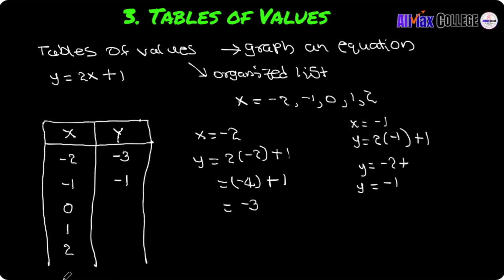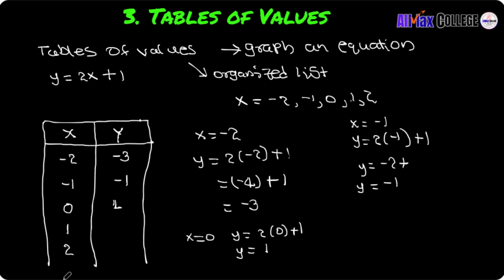What will happen if x is 0? X is 0. Y equals 2x plus 1. 2 times 0 plus 1. 2 times 0 is 0, plus 1 is 1. Y equals 1. So the ordered pair is 0, 1.